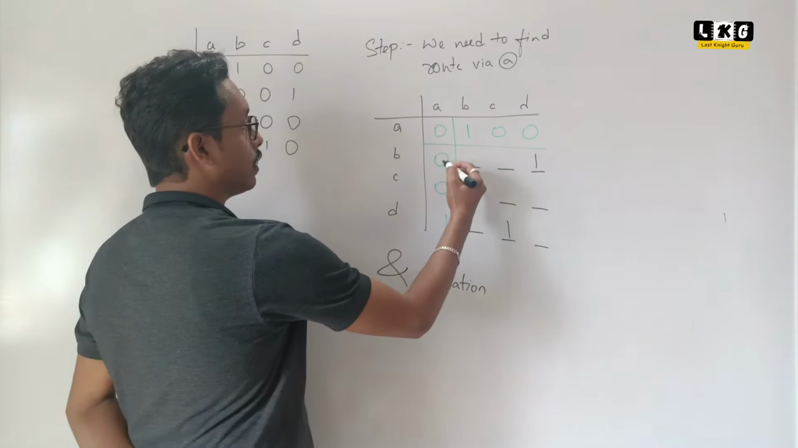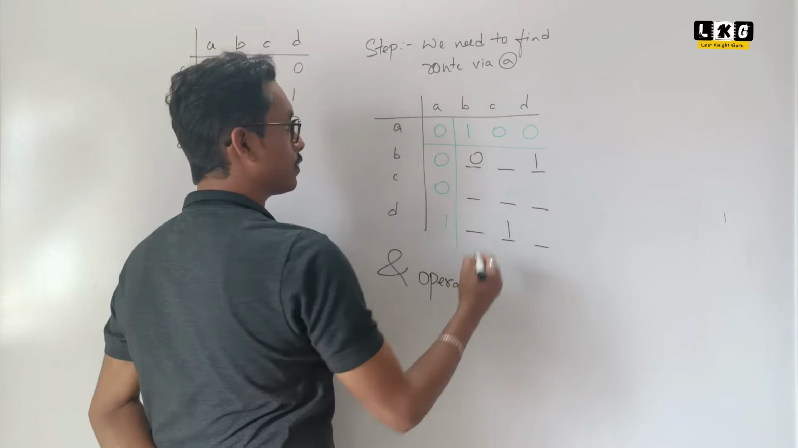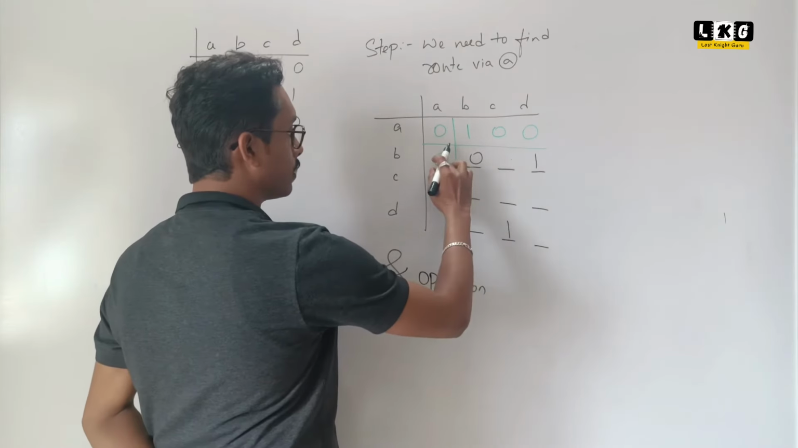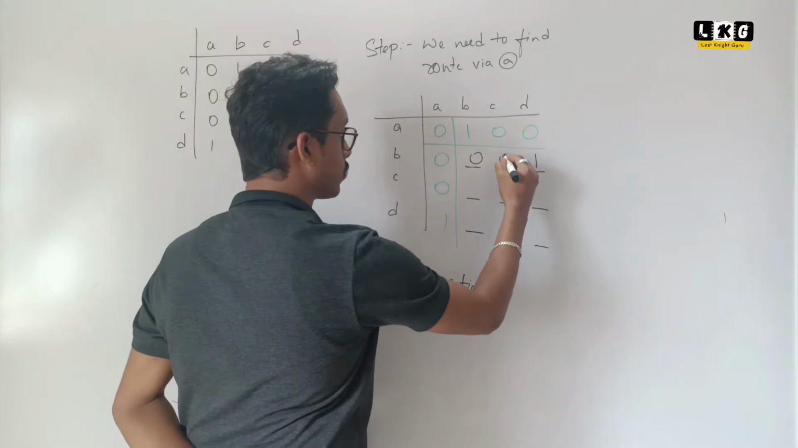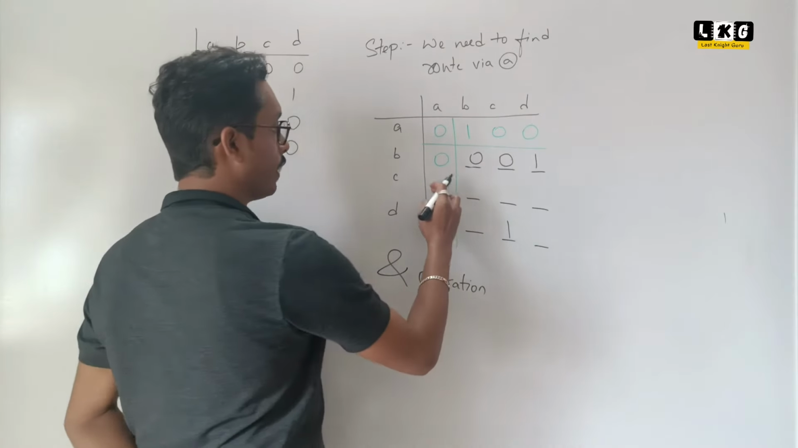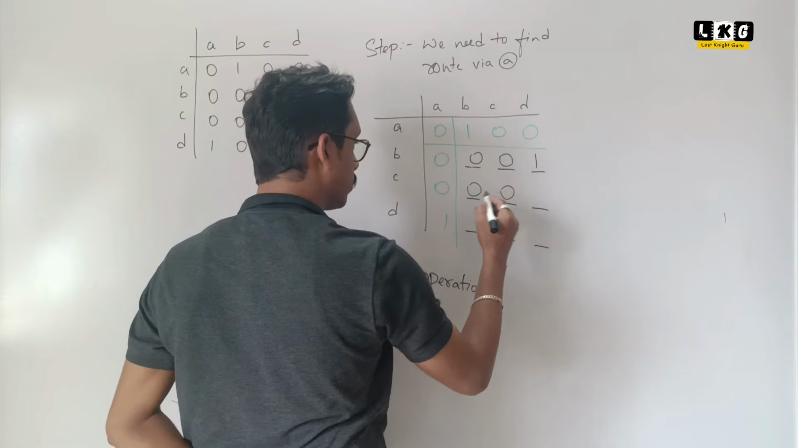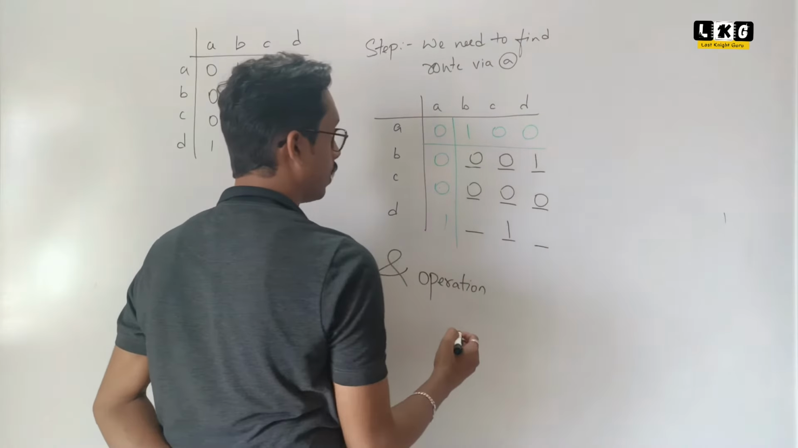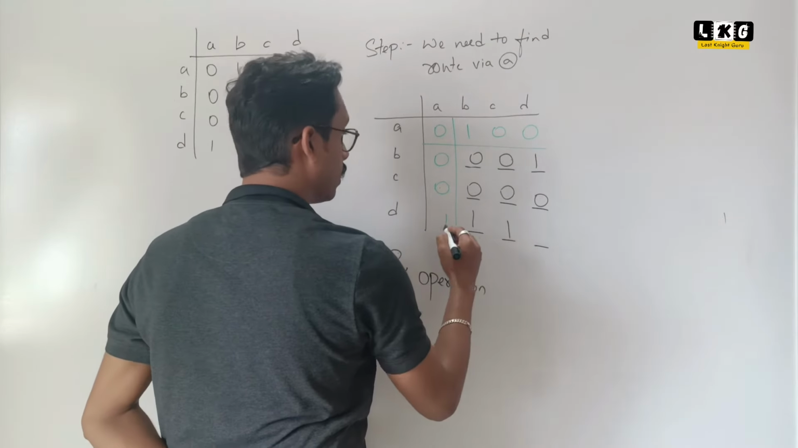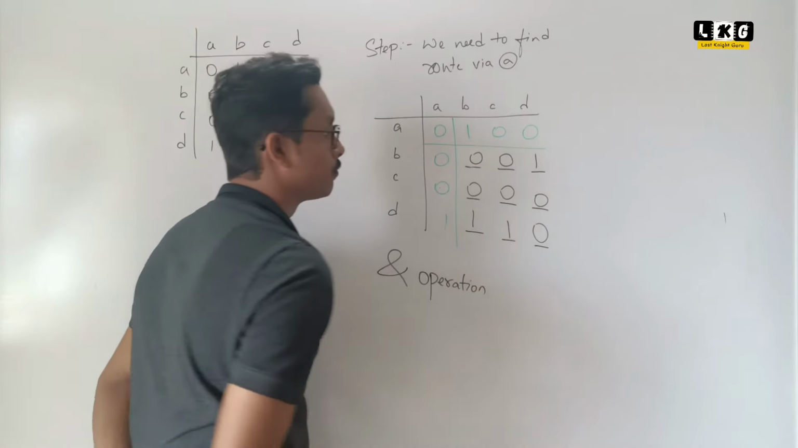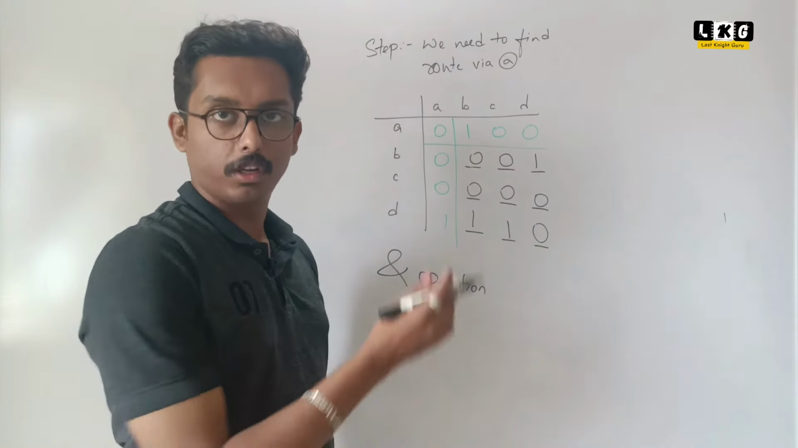Okay. 0 and 1, 0 and 1 is 0. To fill this spot, this and this, 0 and 0, this is also 0. To fill this spot, 0 and 1, 0. 0 and 0, 0. 0 and 0, 0. 1 and 1, 1. 1 and 0, 0. I hope you got this.